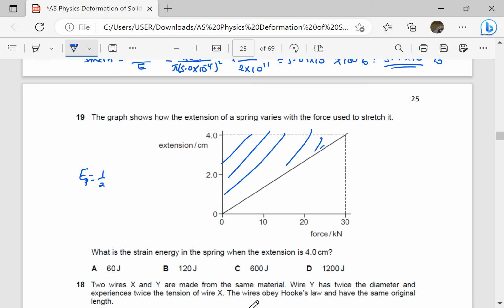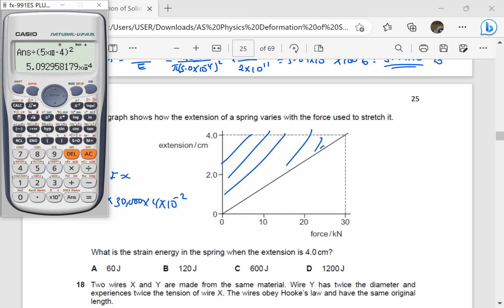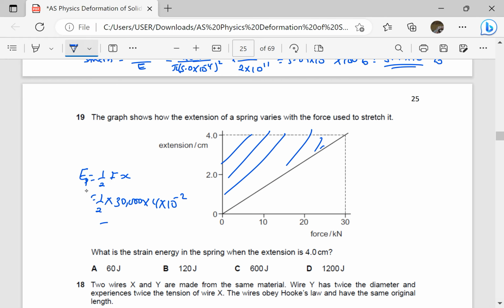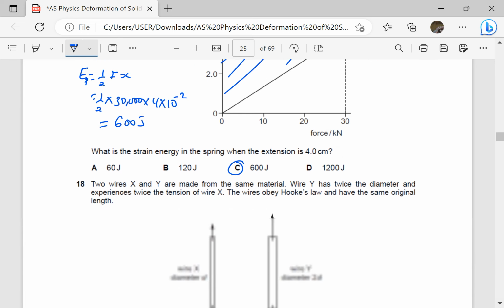It will be a half times F times X, which is a half, times F, which is 30,000, times X, which is 4 times 10 power negative 2. So we have a half, 0.5 times 30,000, then times 4 exponent negative 2, which is giving me 600. So this is 600 joules. So the answer is going to be C.